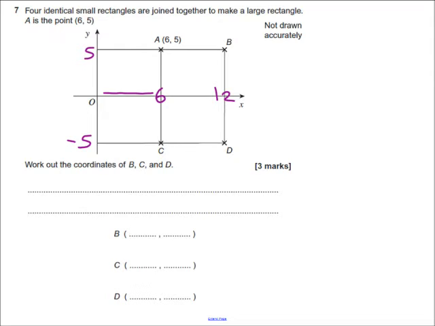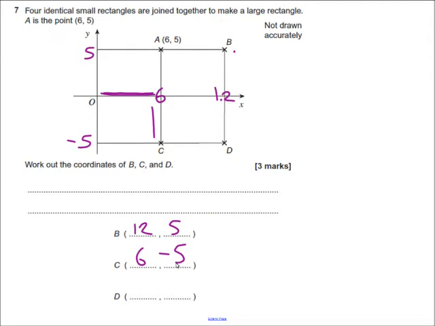Now let's look at all our coordinates. B must be 12 along the x-axis to get to this point, and then it must be positive 5 on the y-axis to give us 12, 5. C is 6 along the x-axis, but this time we're going 5 down the y-axis. So our coordinate is 6, minus 5 for the point C.